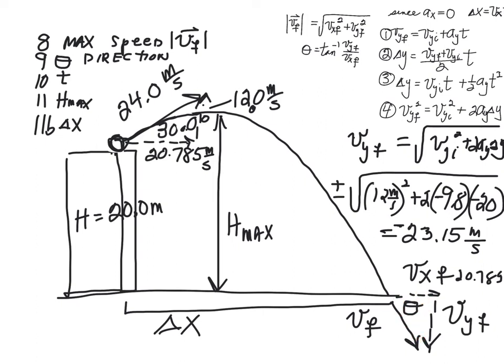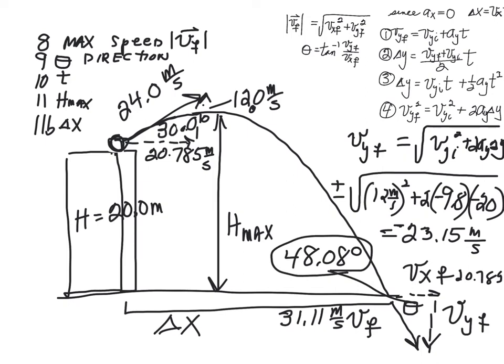Let's just get those numbers so that we're sure that we're doing the math right. Okay, this is what I'm getting. Square those two numbers and I get 31.11 meters per second. And I get, for the angle, negative 48.08 degrees. You'll report it as 48.1 degrees, negative, remember it's negative.